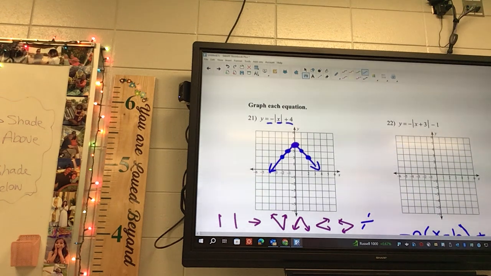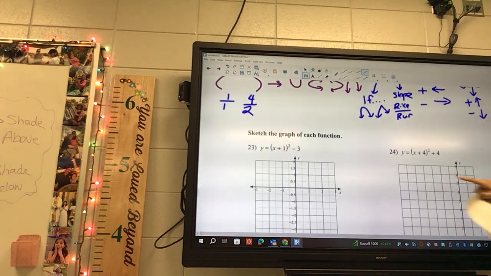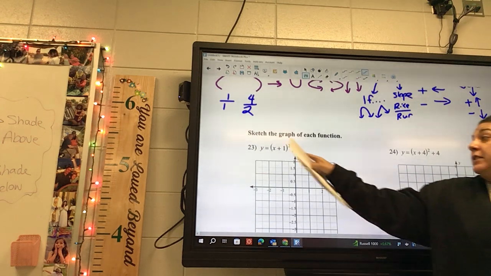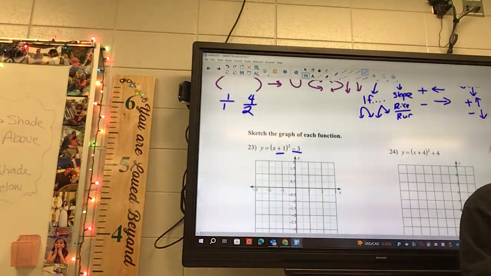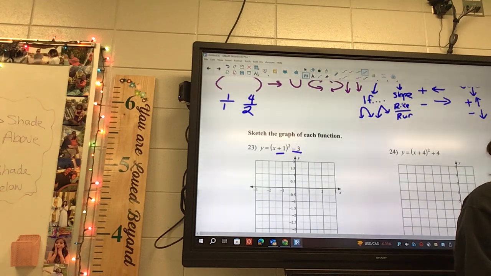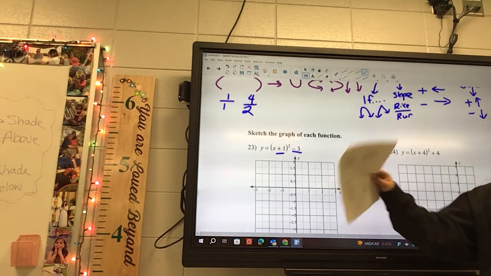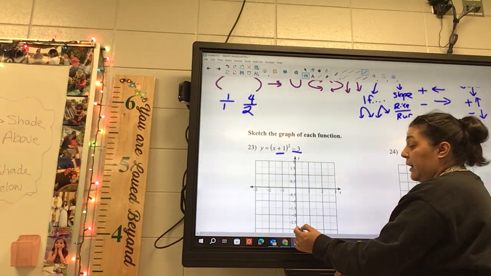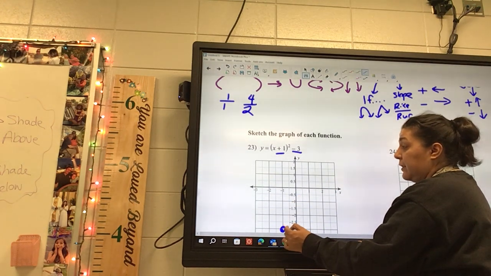Okay, so look at 23. What does a -3 on the outside do? It goes down 3. Look at your notes. What does a plus on the inside do? It makes it go left 1. Okay, so we're going to go down 3 and left 1. And that's where my graph's going to start.